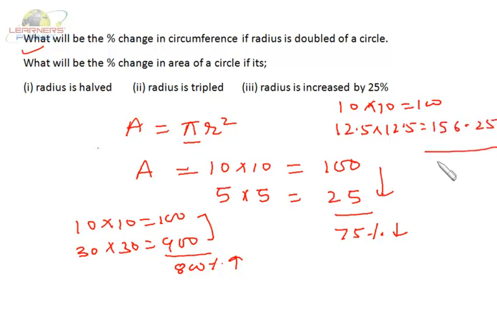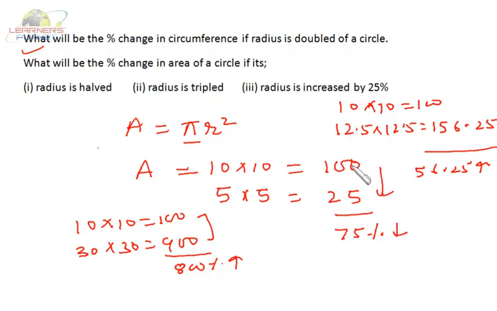Okay, so what's the net increase? It's 56.25% net increase in the area if radius is increased by 25%. Okay, I hope you are clear with the concept.